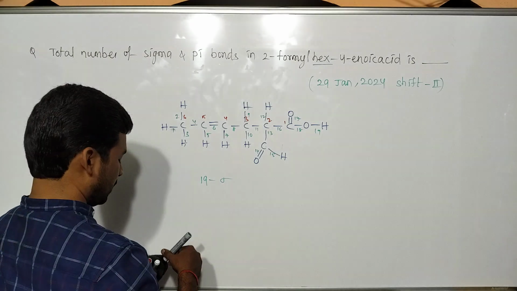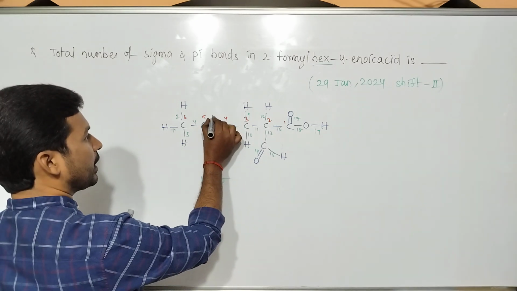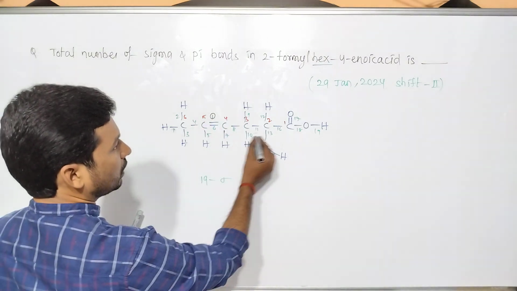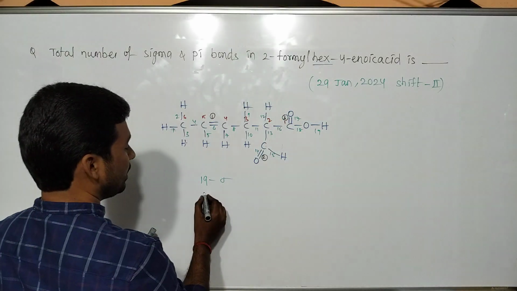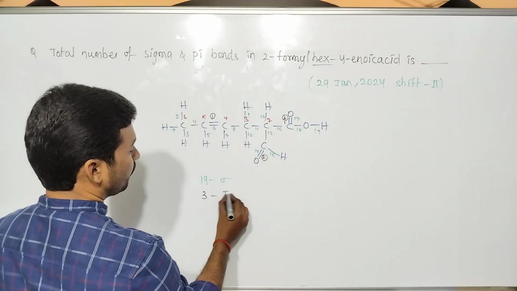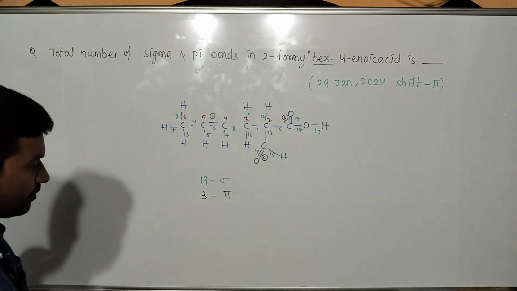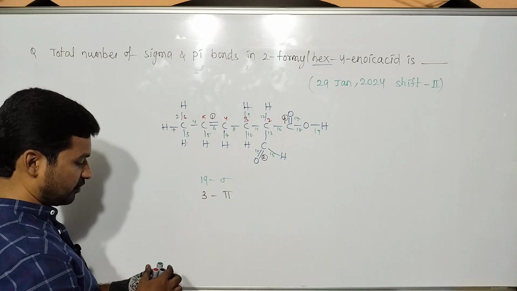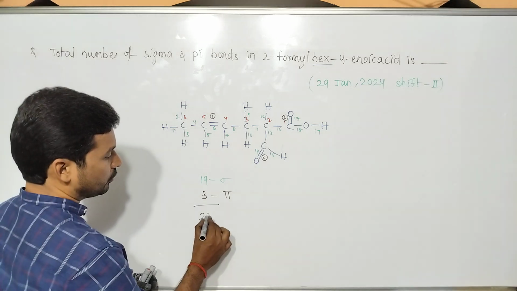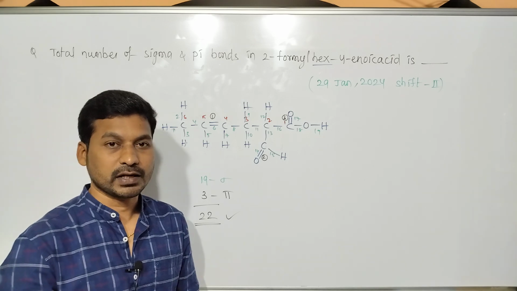Sigma bonds are 19. Pi bonds: in a double bond, only 1 pi bond. This is 1. And where is the double bond? This is 2. And here double bond 3. How many? 3 pi bonds. Total number of sigma and pi bonds means 3 plus 19, that is 22 bonds are present. So 22. Option 22 is correct. Okay.